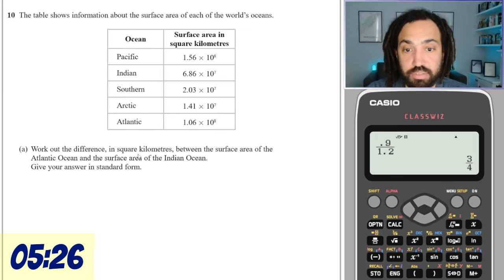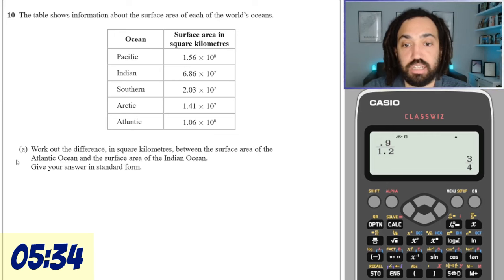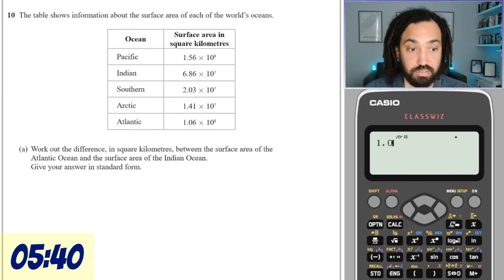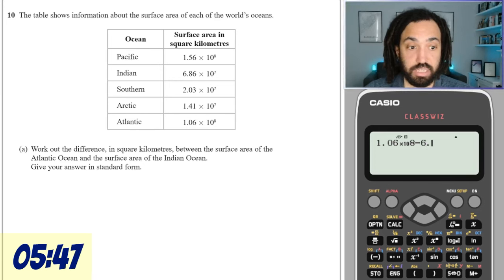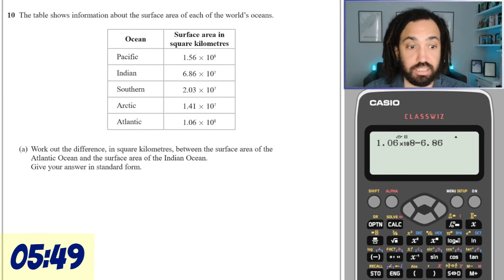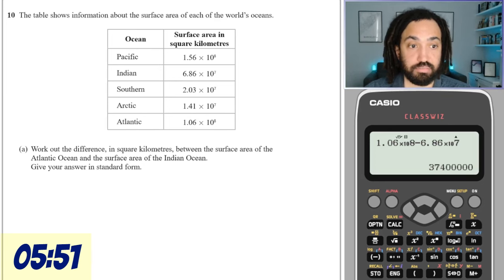Work out the difference in square kilometers between the surface area of the Atlantic and the surface area of the Indian Ocean. The difference means subtract. Give your answer in standard form. I guess I could use my calculator to do this. So it's the Atlantic, which is 1.06 times 10 to the 8, minus the Indian, which is 6.86 times 10 to the 7.